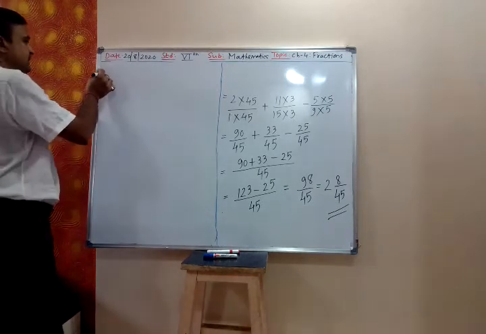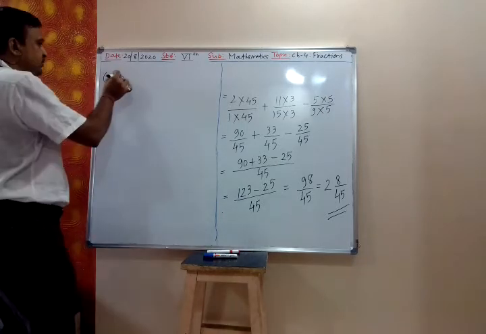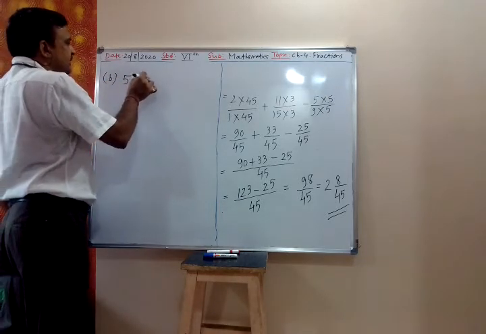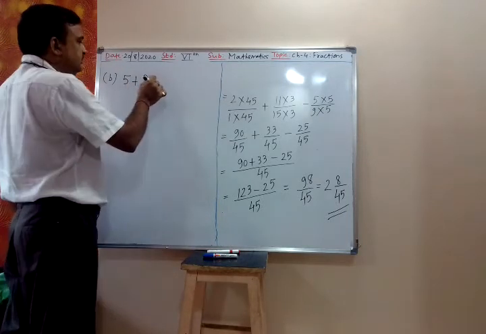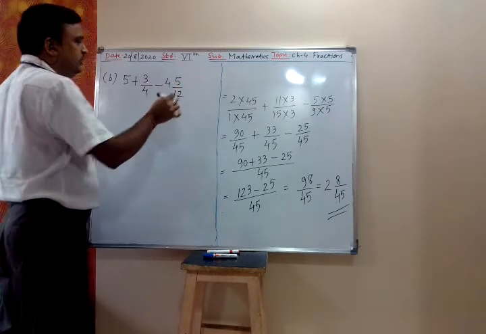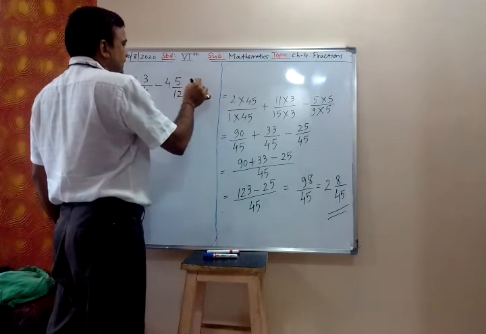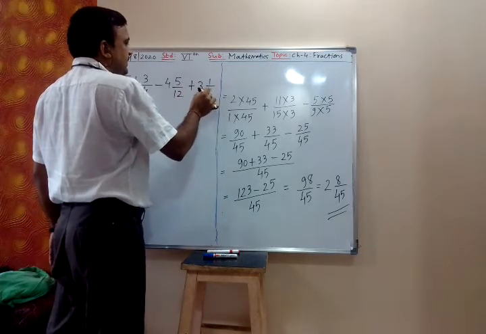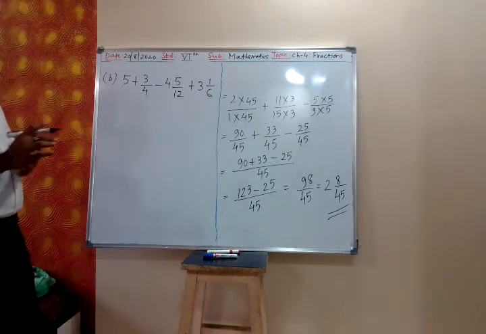Now let us do the B part. 5 plus 3 by 4 minus 4 and 5 by 12, mixed fraction given, plus 3 and 1 by 6. We are given fractions and mixed fractions.